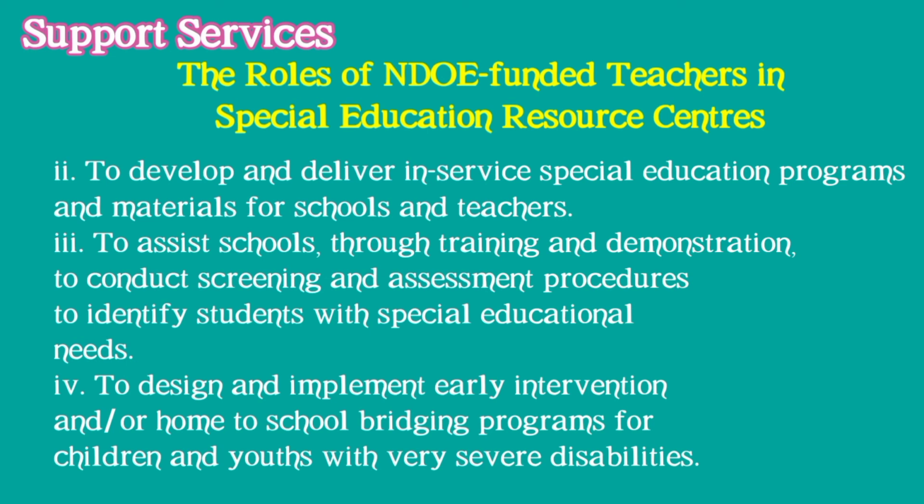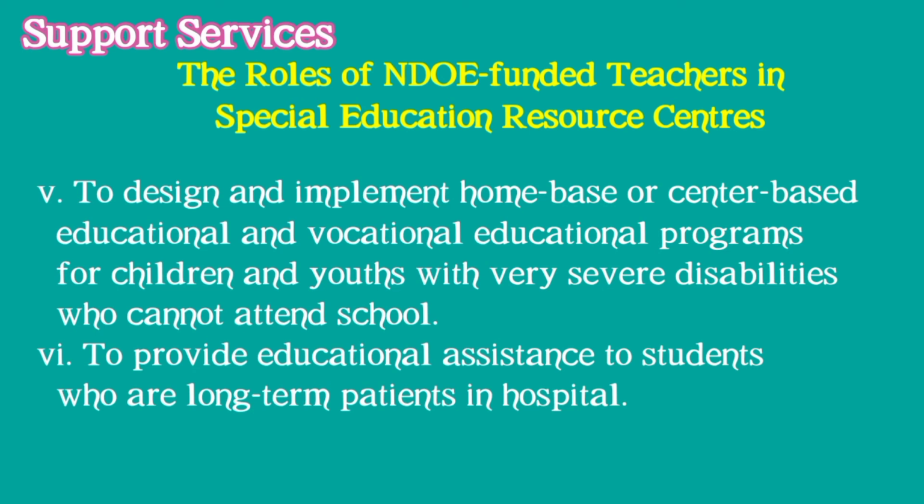Third is to assist schools through training and demonstration to conduct screening and assessment procedures to identify students with special education needs. Fourth is to design and implement early intervention and/or home-to-school bridging programs for children and youths with very severe disabilities. Fifth is to design and implement home-based or center-based educational and vocational educational programs for children and youths with very severe disabilities who cannot attend schools. Sixth is to provide educational assistance to students who are long-term patients in hospital.